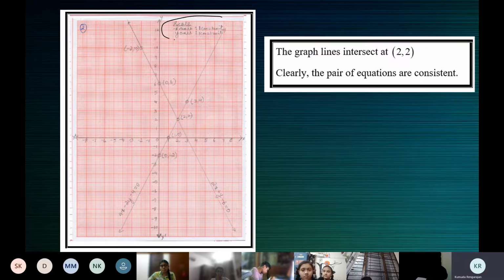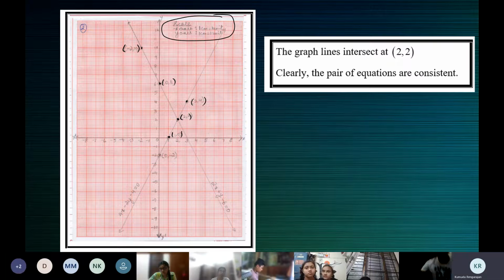Make sure you've written the scale. Make sure that every point you have plotted has the address beside it. So this point, what is the address? This point, what's the address? You must write that. The other line also. I plotted this point, this is the address. I plotted this point, this is the address. This point, this is the address. That is important.